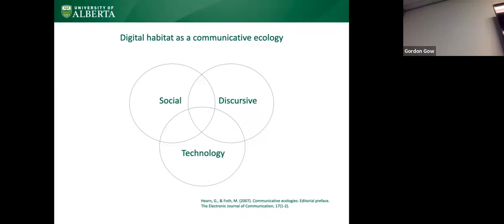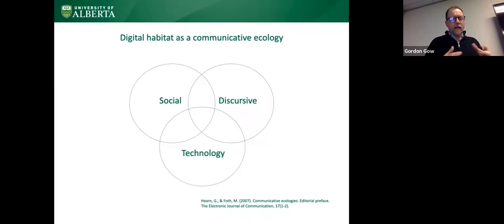So that overlapping area is really what it is. A digital habitat's not just technology, but it's also the social networks that are enabled by that, and the discursive layer, meaning the kinds of themes, the topics, the kind of content and information that flows around in that environment. So that relational piece means as you change any one of these pieces, particularly as you change the technology, it's going to have an effect in that habitat. So a systems idea, really.